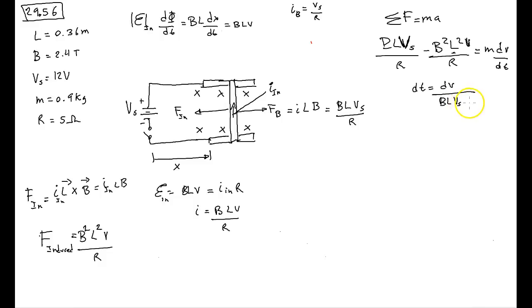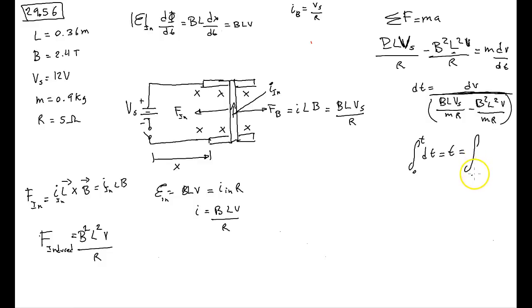Now I'm going to integrate both sides of that because now I've isolated everything with v on one side of the equation. If I integrate this from, say, time equals 0 to some arbitrary time t, over here I'm going to integrate from velocity equals 0 to the corresponding velocity v. Then I'll have the integral of dt from 0 to t, which is just equal to t, equal to the integral from 0 to some arbitrary value v of dv over the quantity B L epsilon over mR minus B squared L squared v over mR.